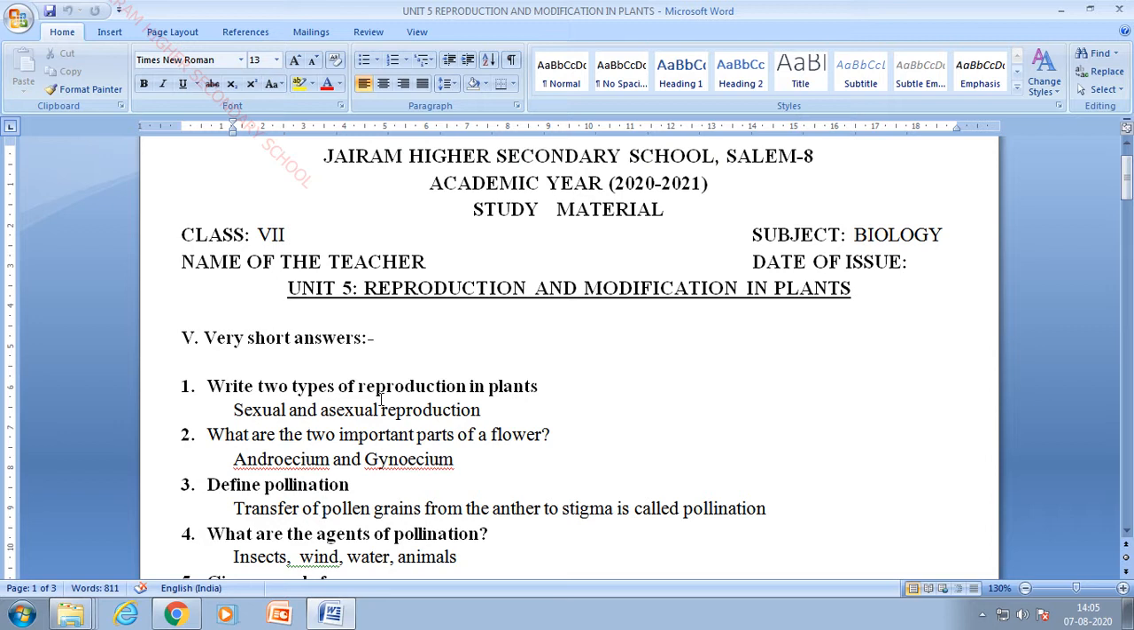So apart from calyx and corolla, the male part and female part, that is androecium and gynoecium, are very much important for a flower. So the two important parts of a flower are androecium and gynoecium.